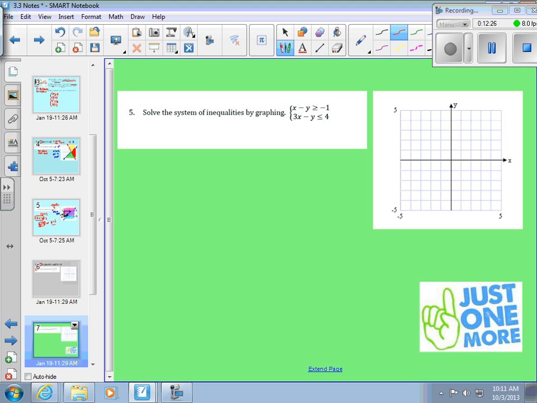Also for tomorrow on number 5, we want to be able to graph this one too. Notice they're not in slope-intercept form. So see if you can change both those equations to slope-intercept form tomorrow, and we'll graph those ones out as well and finish up your note sheet.